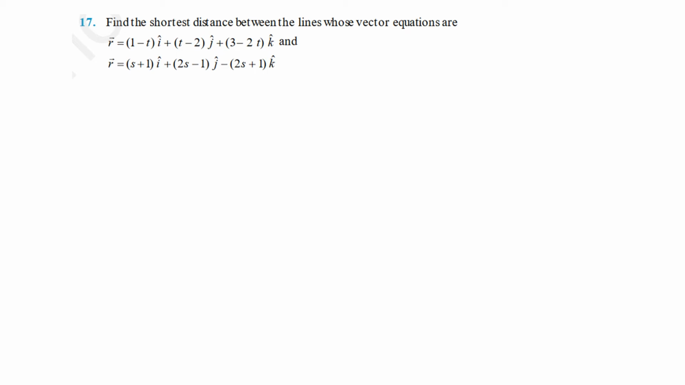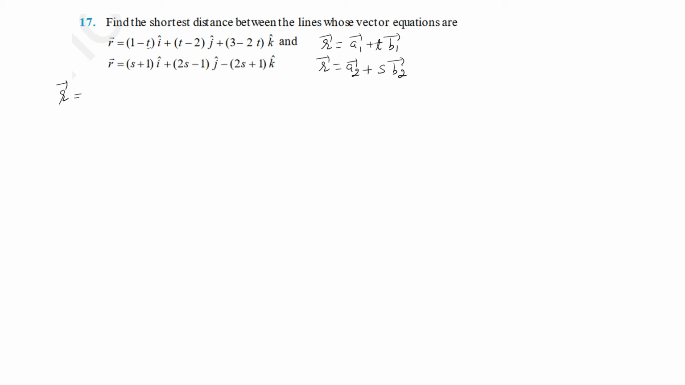Now see, these equations are not properly expressed in the form r vector equal to a1 plus, here the scalar is t, t times b1. We need to express it in this form, and this one as a2 plus s times b2. So we need to separate.